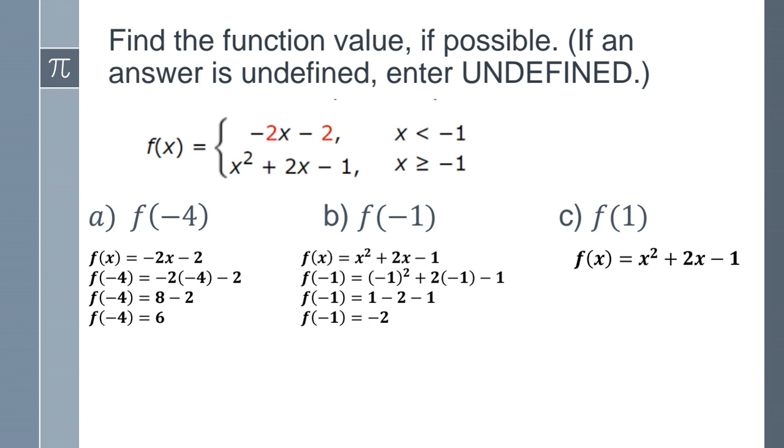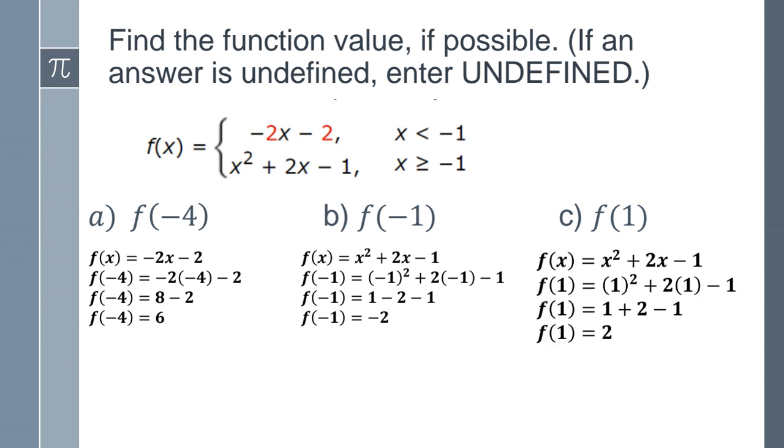So we have 1 squared plus 2 times 1 minus 1. So 1 squared is just 1. 2 times 1 is 2 minus 1. So 1 plus 2 is 3. 3 minus 1 is 2.